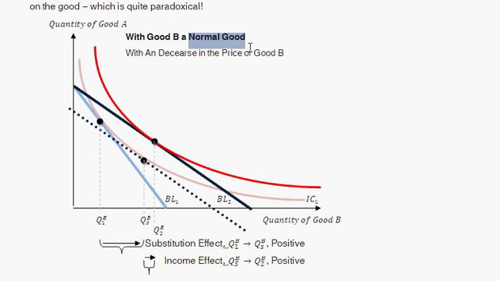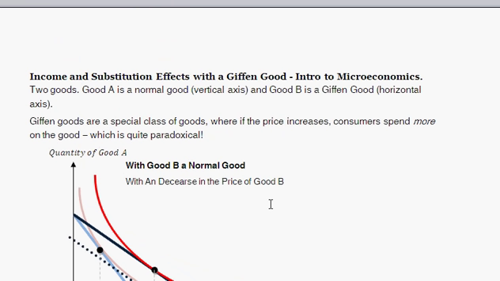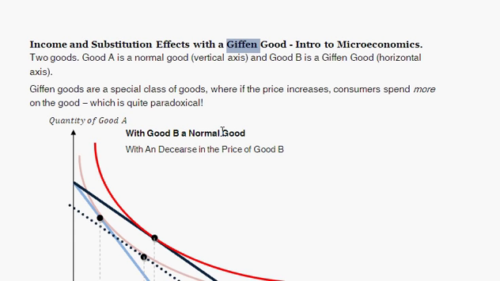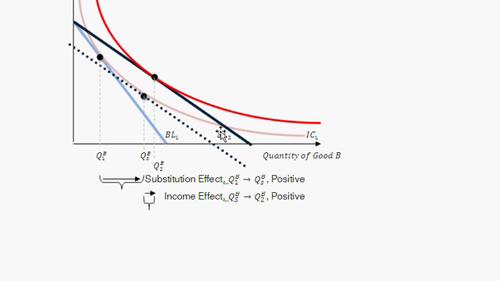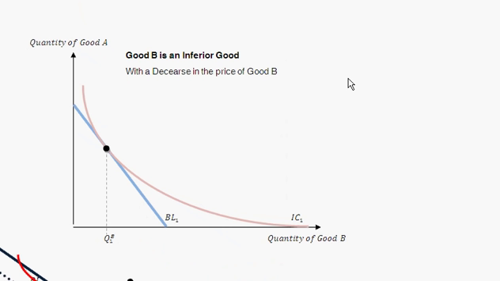Normal goods, so this is a decrease in the price of good B. Normal goods, you're going to have a substitution effect and an income effect that are going in the same direction given this decrease. So now we're going to deal with a Giffen good, and the Giffen good is this very special case.